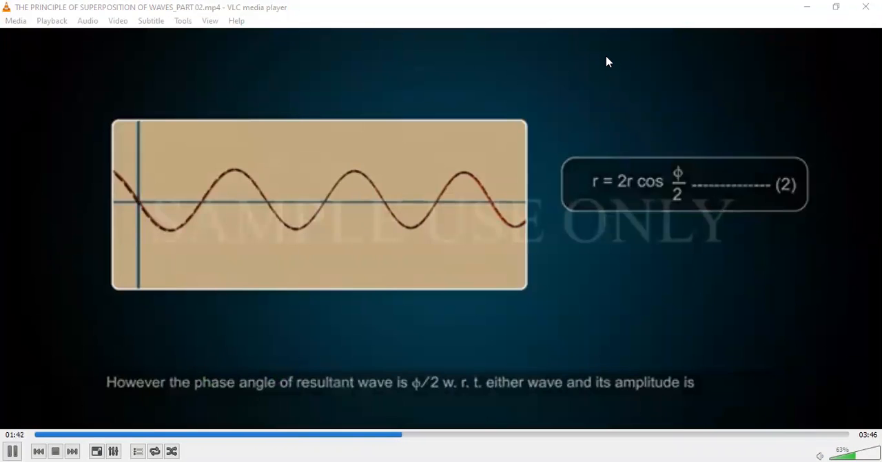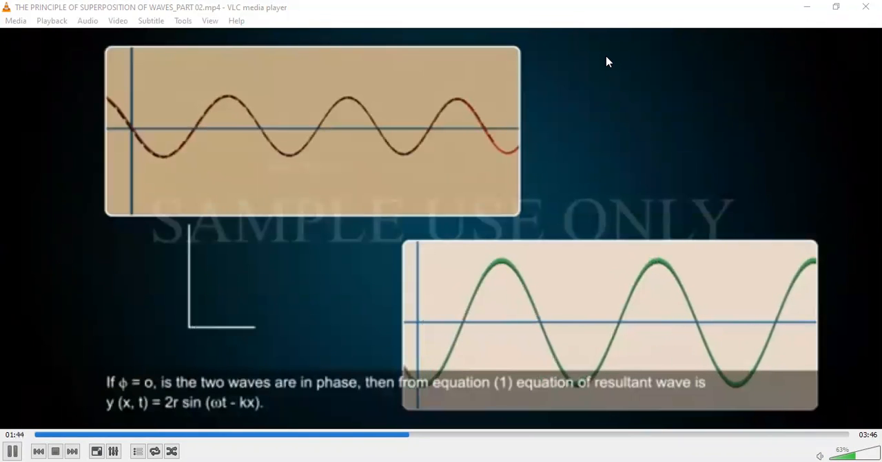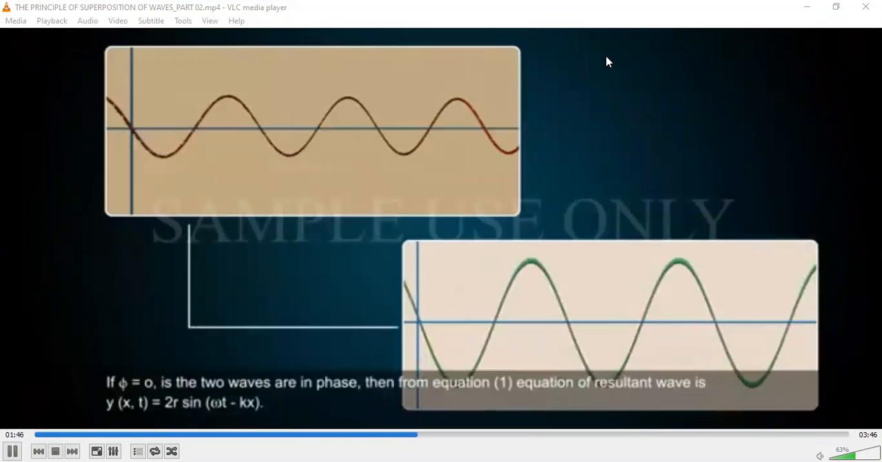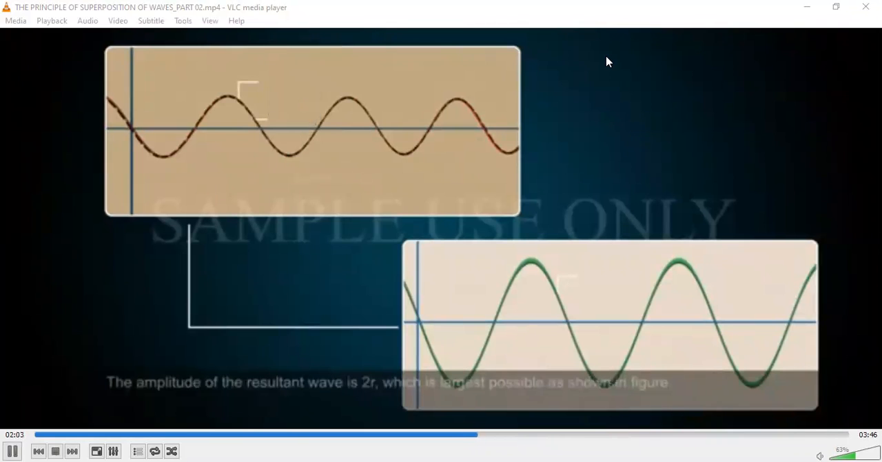Equation 2. If phi equals 0, that is, the two waves are in phase, then from equation 1, the equation of the resultant wave is y of x, t equals 2R sine of omega t minus kx. The amplitude of the resultant wave is 2R, which is the largest possible, as shown in the figure.